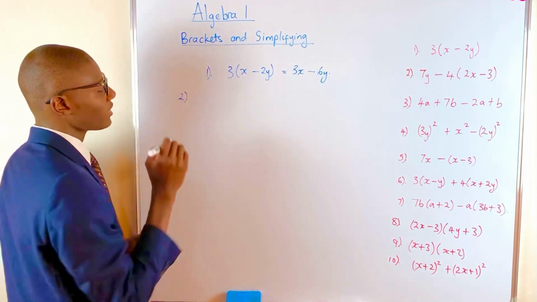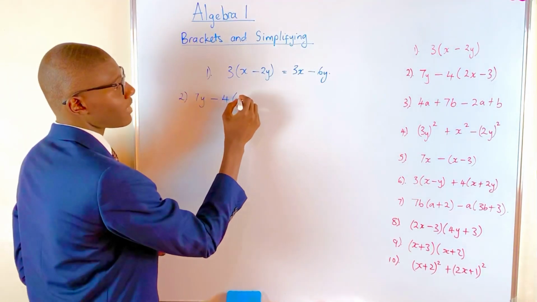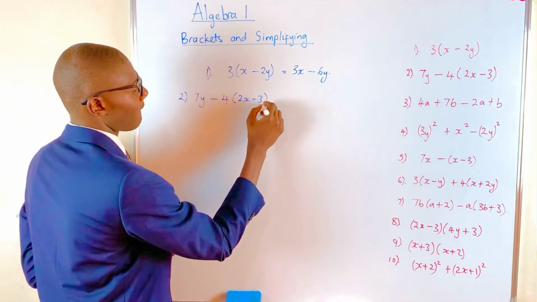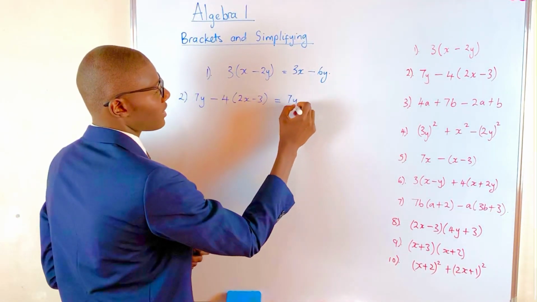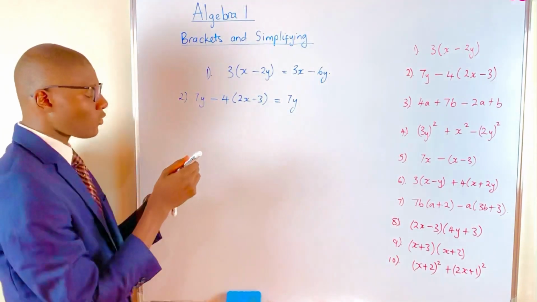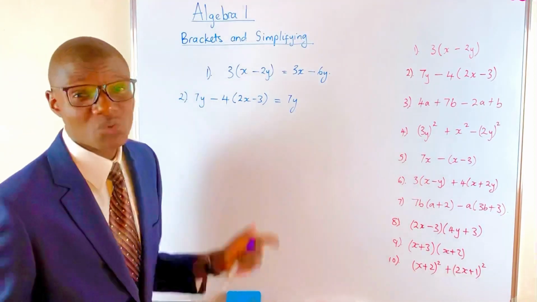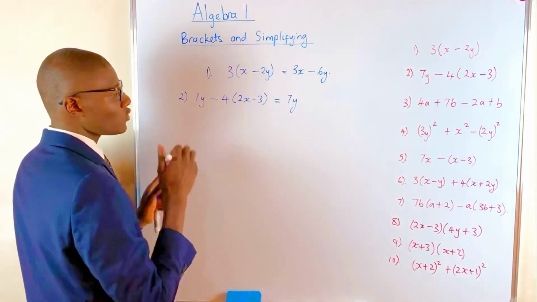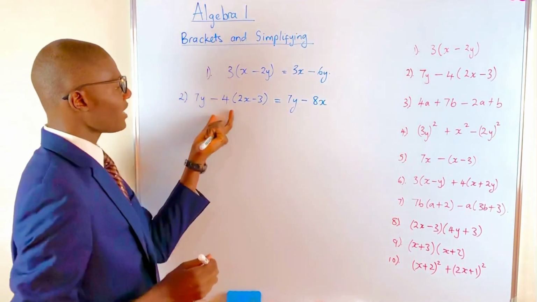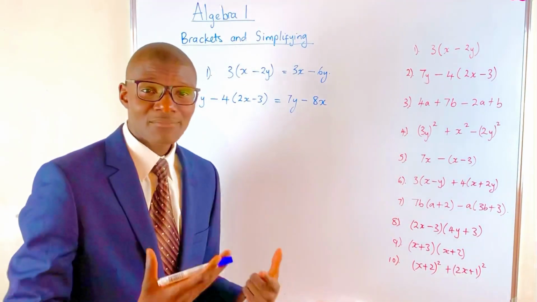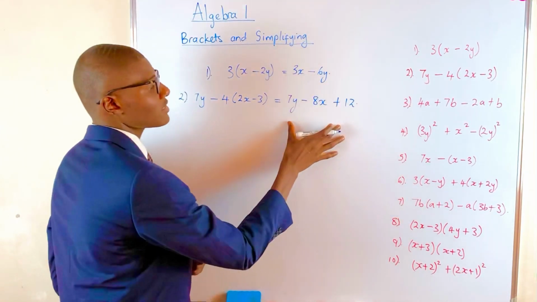For the second one, we are saying 7y minus 4 times 2x minus 3. This would be equal to, we know that we have our 7y separately there. So 7y, and then the number that is outside the brackets is minus 4. We are taking it with the sign as well. So minus 4 times 2x, we get minus 8x. And then minus 4 times minus 3. Minus and minus, we get a plus. So we shall get plus 12. And this would be the answer.